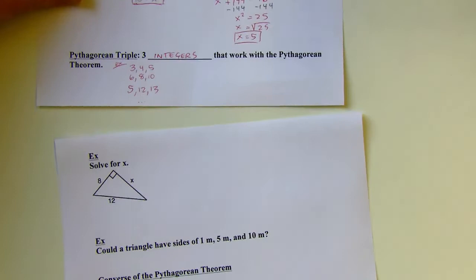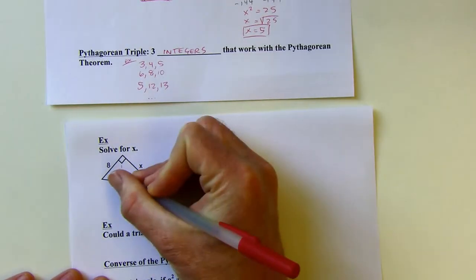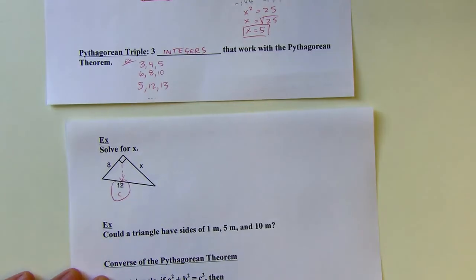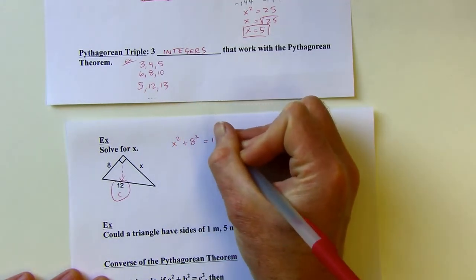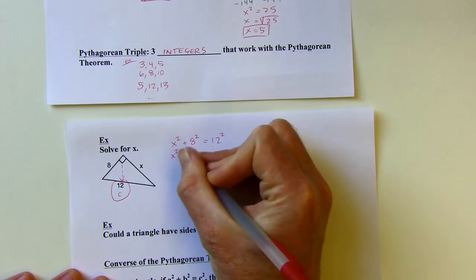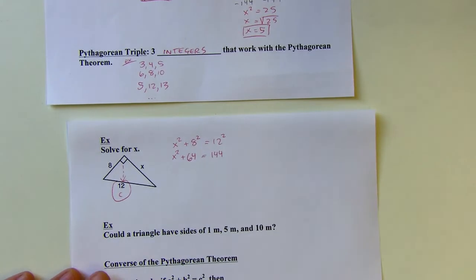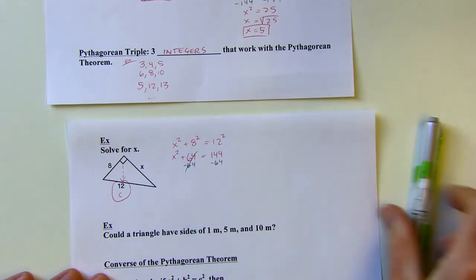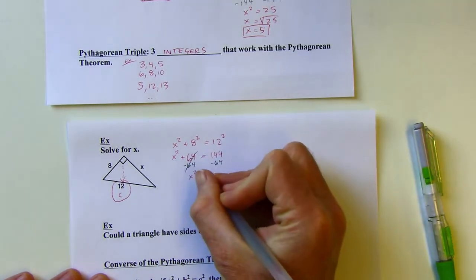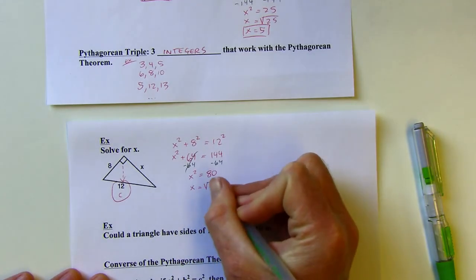So same kind of problem here. We're still solving for x. I've got a right triangle, so I know I can use the Pythagorean theorem. This is the hypotenuse. So I'll say x squared plus 8 squared equals 12 squared. And I'll simplify those exponents. Now I'm going to subtract 64. Okay, and then I'll take the square root of both sides.